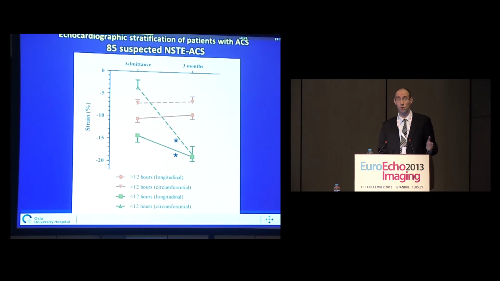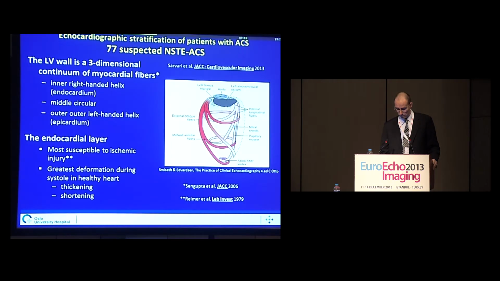Those patients who were lucky enough to get to revascularization therapy within 12 hours improved myocardial function at 3 months, while those who had to wait longer, according to guidelines, did not improve myocardial function in the ischemic area. So again, these patients should be identified early and sent to revascularization therapy in order to save myocardium.